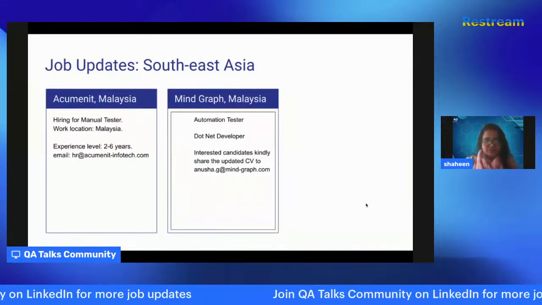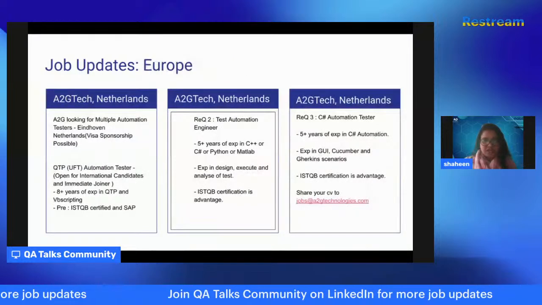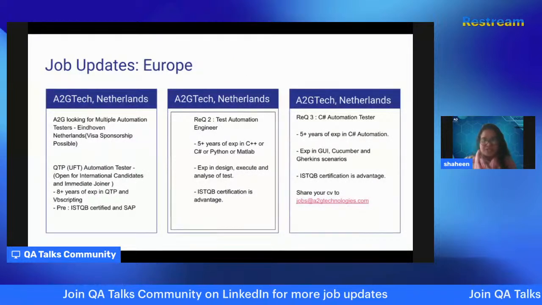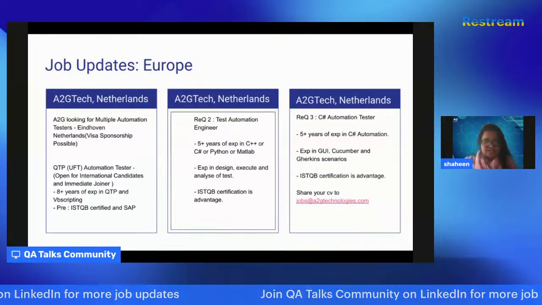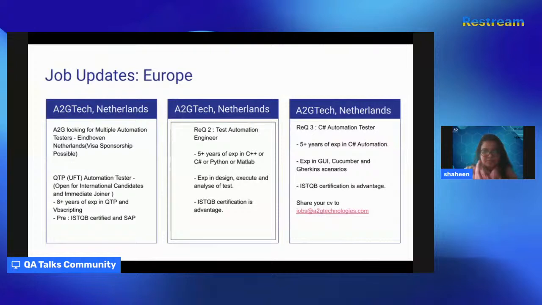Job updates from Europe. Tech Netherlands is looking for multiple automation testers in Netherlands. Visa sponsorship can be provided. The requirement is QTP, UFT automation testers, open for international candidates and immediate joiners. Requirement is 8 plus years of experience in QTP and VB scripts. Prerequisites: ISQB certified and SAP.